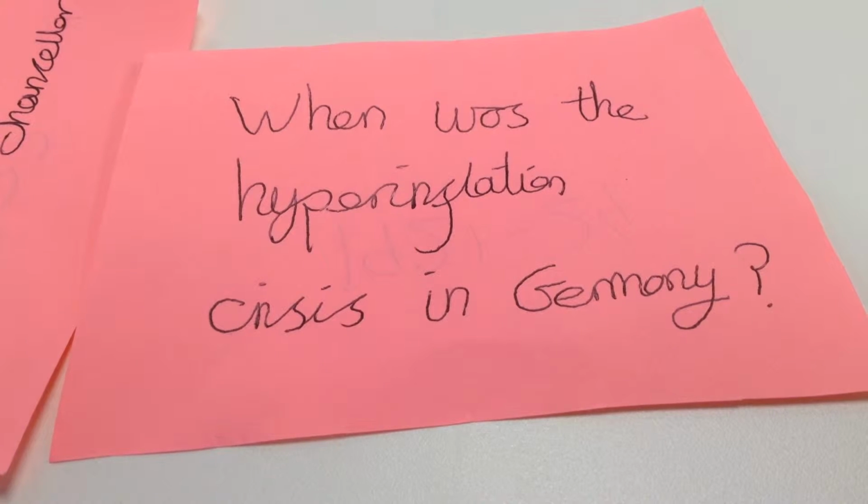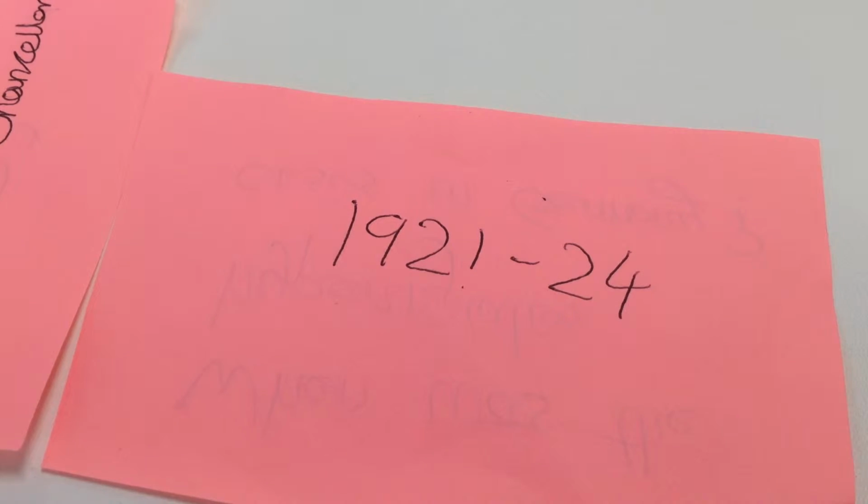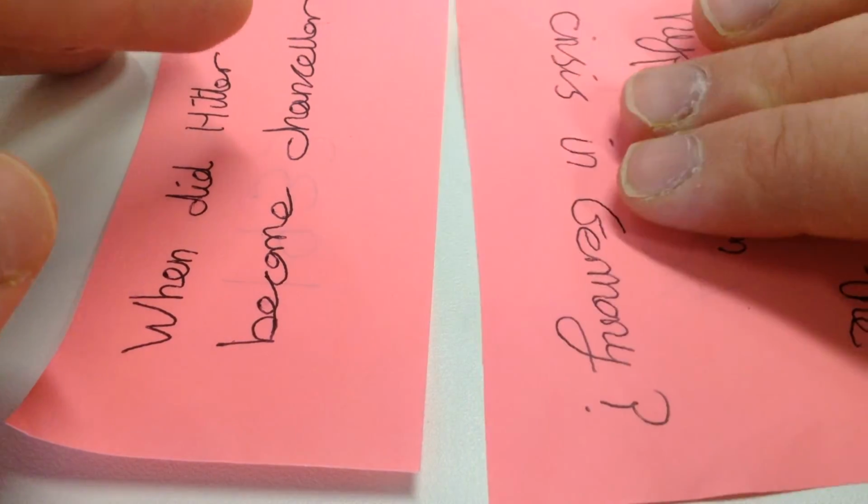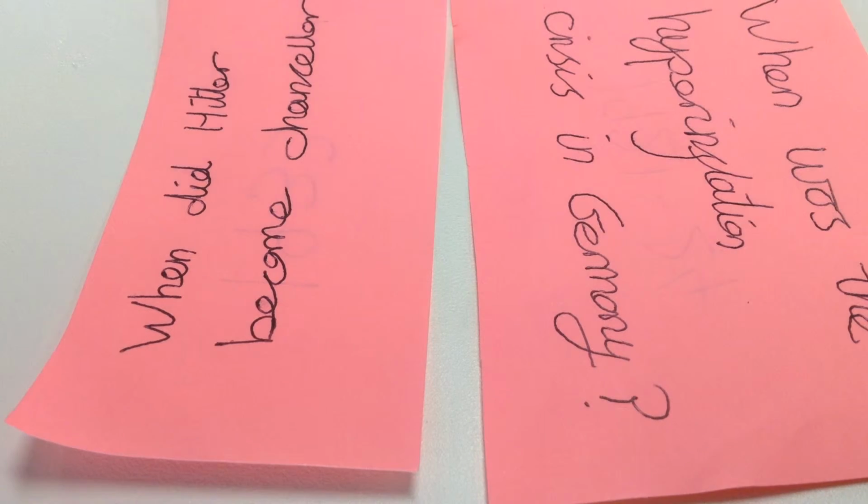When was the hyperinflation crisis in Germany? So I'd turn around and say, oh, I think that was 1926. Oh no, I'm wrong. That was actually 1921 to 24. So knowing that I got that card wrong, I'd take it and I'd put that into a second pile over here of facts that I still need to learn, facts that I'm not fully comfortable with yet.